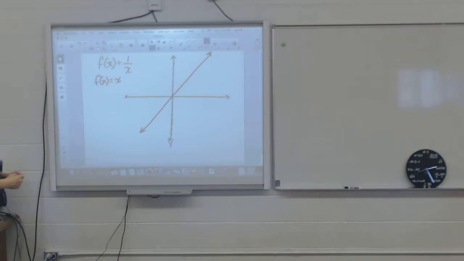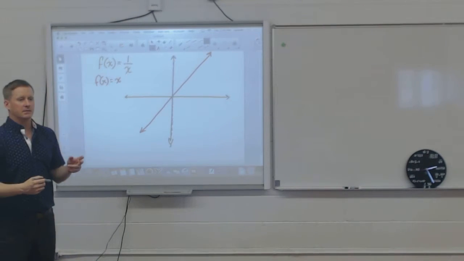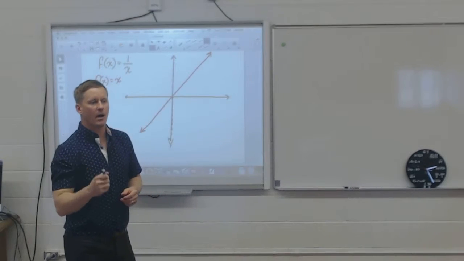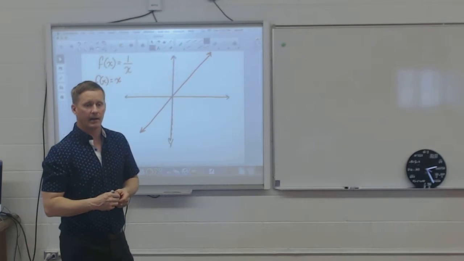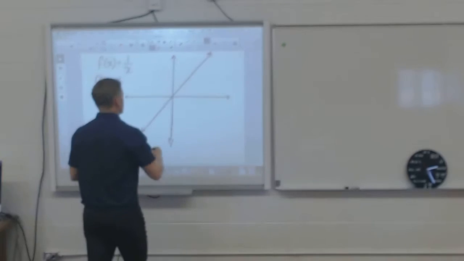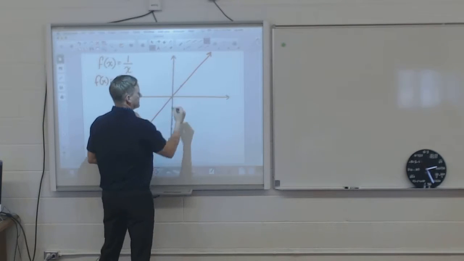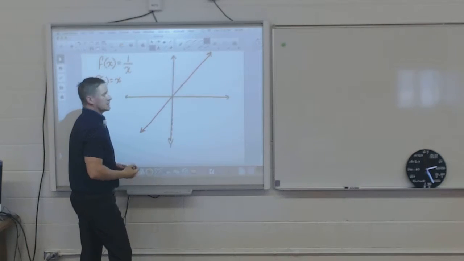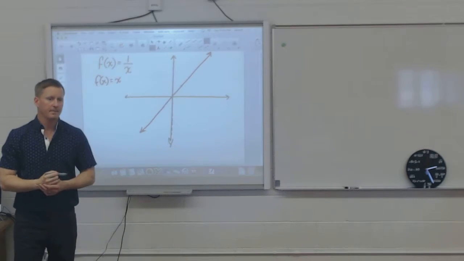All right? The second points that are key to us are where y equals 1 and y equals negative 1. Because when I take 1 over 1, what do I get? 1. So that coordinate right there stays right there. And this coordinate right here stays right here. So that's where y is equal to 1 and negative 1.